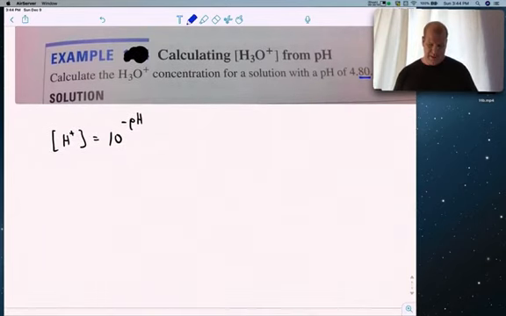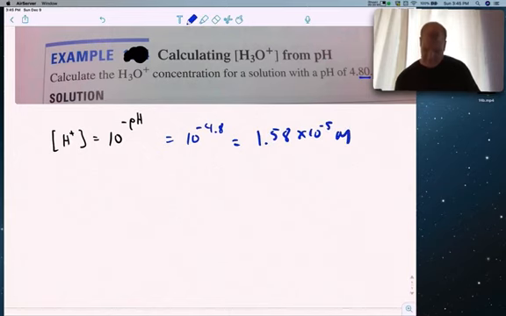So how do we get hydrogen ion concentration from pH? It's just the inverse of it. So it's just 10 to the minus pH, 10 to the minus 4.8. And we can put that in our calculator, 10 to the minus 4.8. And this is, how many sig figs? 3. 1.58 times 10 to the minus 5 molar.